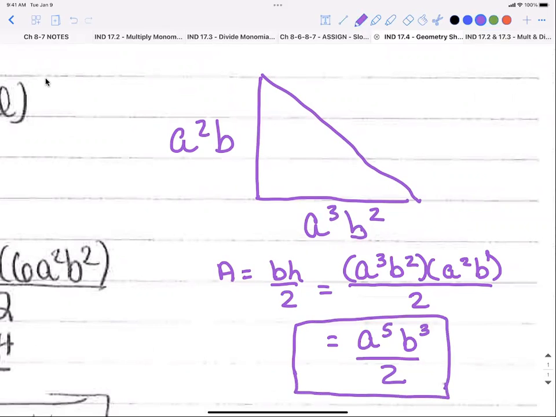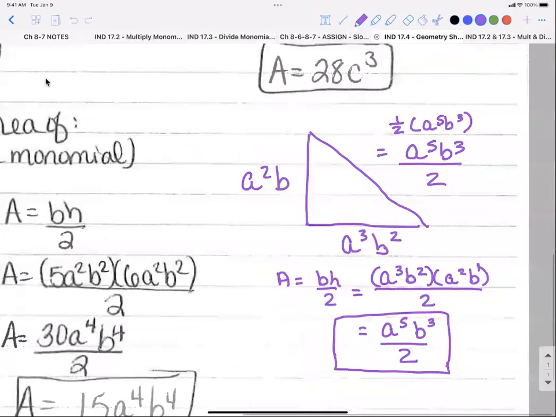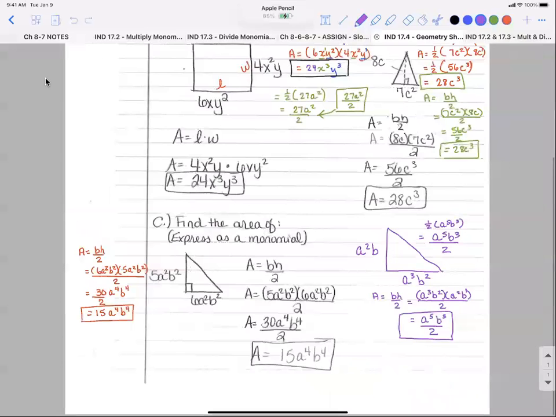Again, I think this is another example of where using BH over 2 helps, because if you had used the 1/2 times base times height, you would have gotten 1/2 a to the 5th b cubed. Okay. And then you would still have had to write a to the 5th b cubed over 2 as your final answer instead of leaving it like this. So that is why I particularly like using the BH over 2. All right. Okay, that is all for the notes.